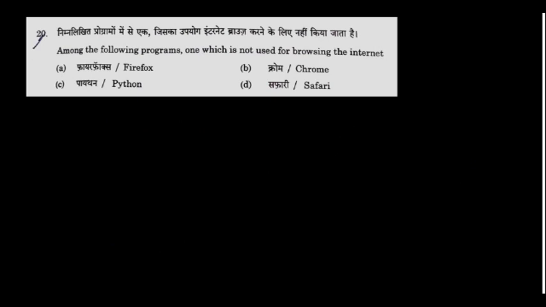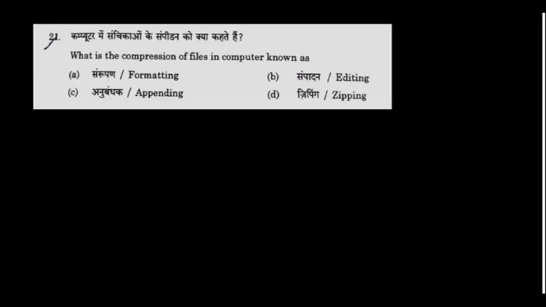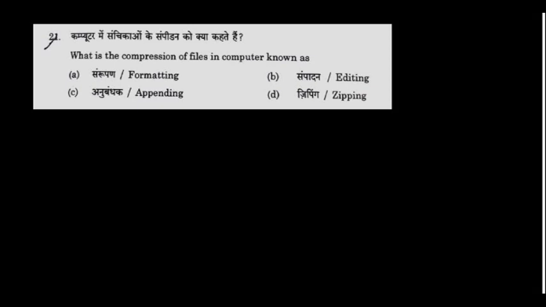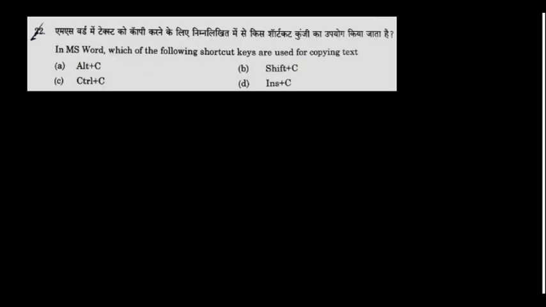Among the following programs, which one is not used for browsing the internet? Firefox, Chrome, Safari, all these you will use for browsing. Python is the right answer. What is the compression of files in a computer known as? It is known as zipping. In MS Word, which of the following shortcut keys is used for copying? Control C.